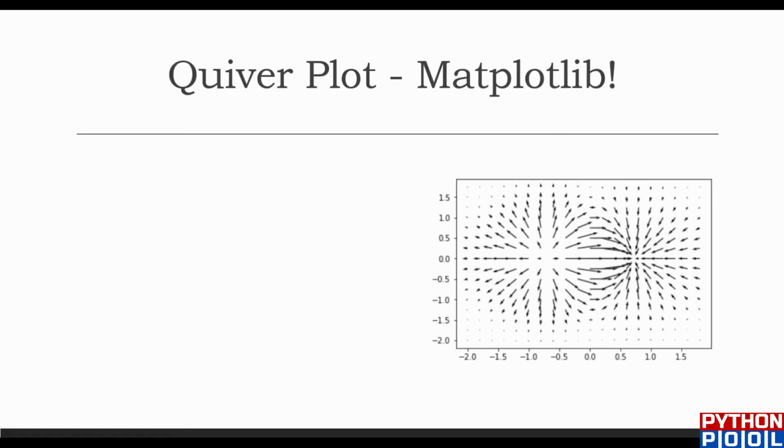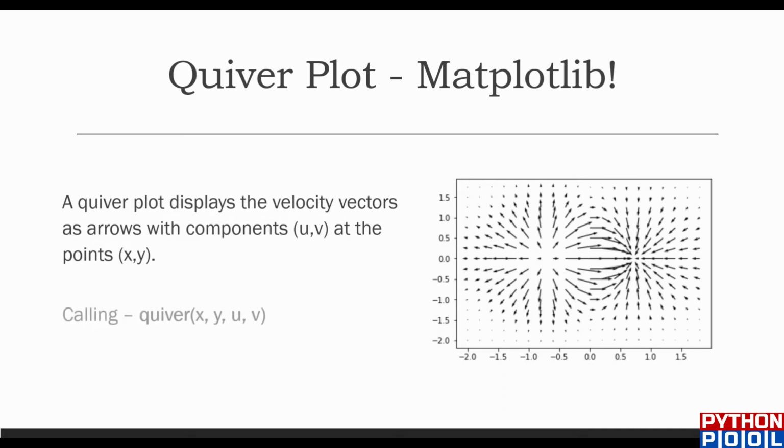Okay. Now jumping to another plot, that is the quiver plot. A quiver plot displays the velocity vectors as arrows. Velocity is a vector quantity, and we represent a vector quantity with an arrow. So representing the vector quantity in the graph is known as a quiver plot. We give certain properties to the quiver function, and it represents the graph for us. So let's see in Python how we define the program for this type of graph.